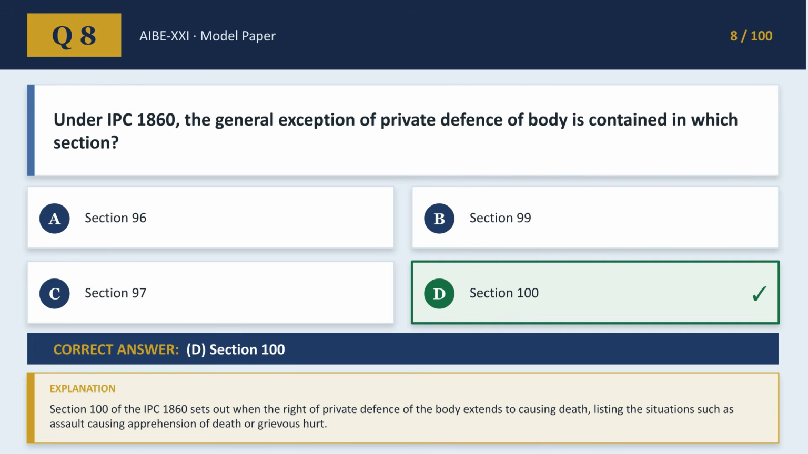Question 8. Under IPC 1860, the general exception of private defense of the body is in which section? The correct answer is D, Section 100, which lists situations where this right extends to causing death.